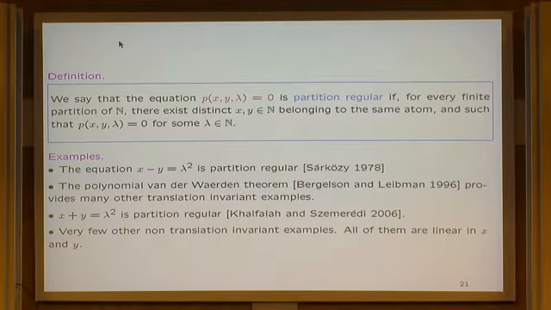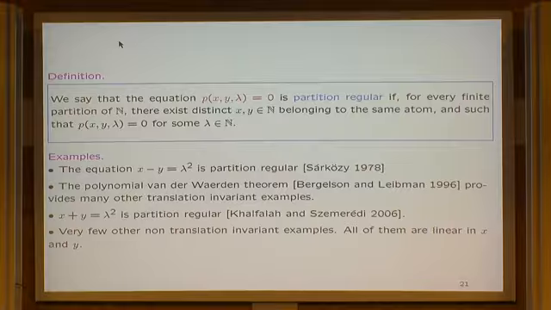So you are given a polynomial function, a polynomial of 3 variables, of 3 integer variables. I write them x, y, and lambda because they don't have the same role. And we say that the equation P of x, y, lambda is partition regular if for every finite partition of the integers, we can find x, y in the same atom, and lambda arbitrary, well, it's a bit strange, so that P of x, y, lambda is equal to 0.